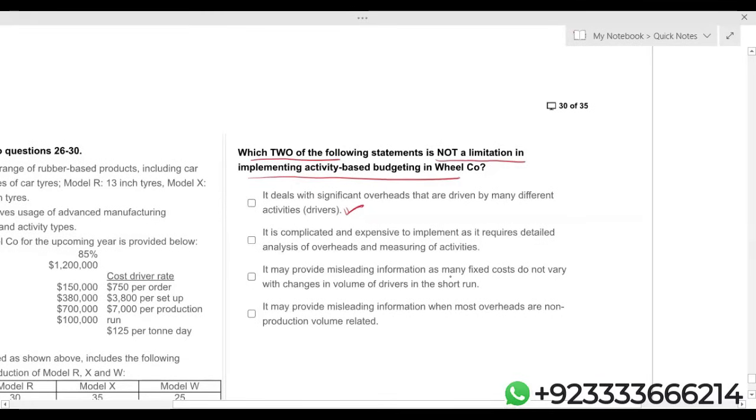It may provide misleading information as many fixed costs do not vary with the changes in the volume of cost drivers in the short run. It is again a limitation. Makes sense? It may provide misleading information when most overheads are non-production volume overheads. Actually, this is not a limitation. Actually, this is another reason why we go for ABC. When most of your overheads are non-production volume related, then you should be using ABC. So because of the last one, we use ABC so that we can get a fair allocation of non-production overheads.